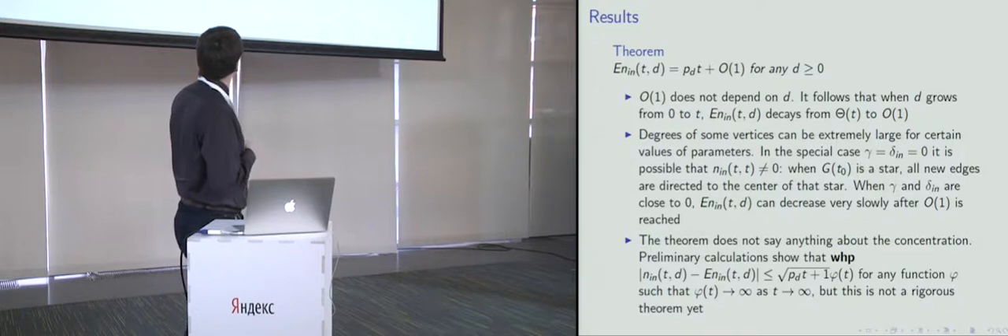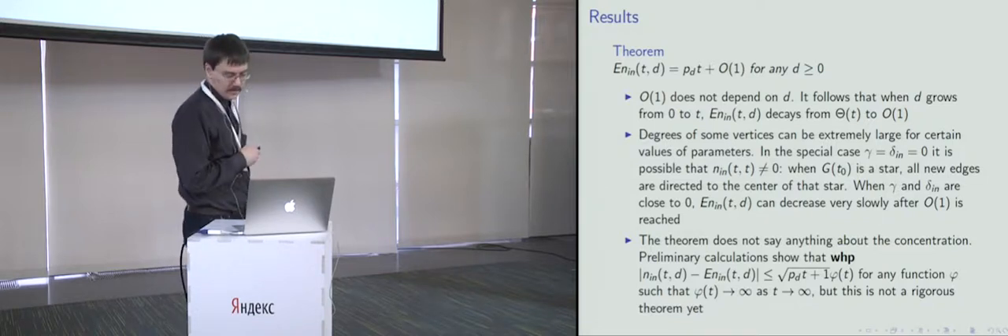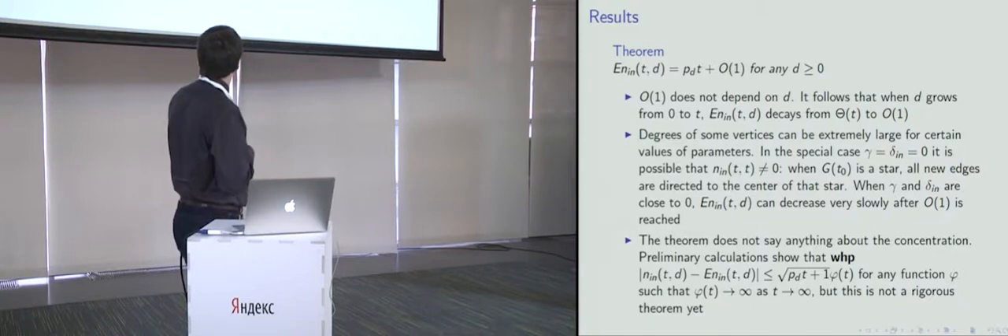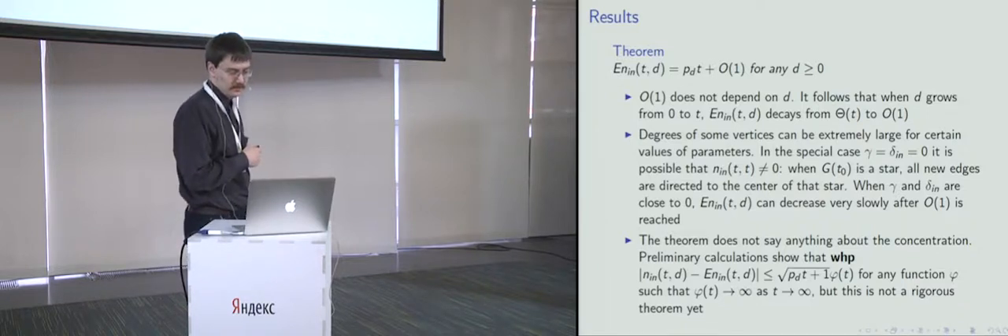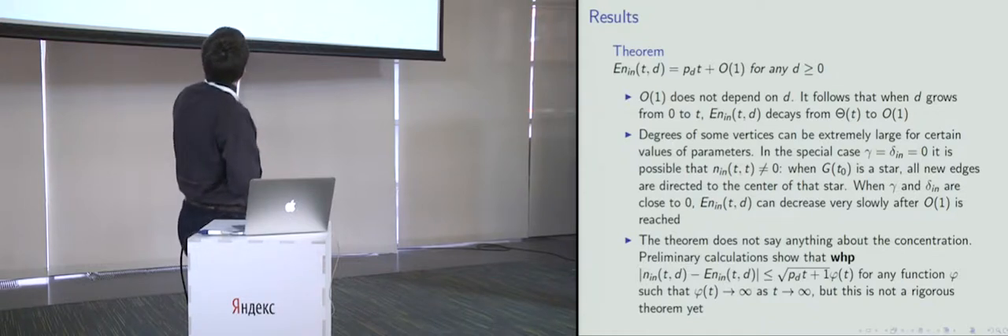What about concentration? I do not have a rigorous theorem yet, but I have some preliminary calculations that show that in fact there is a tight concentration until O at 1 is reached. So if this quantity still grows, if the degree and number of edges are related so that it is more than O at 1, then there is high concentration.